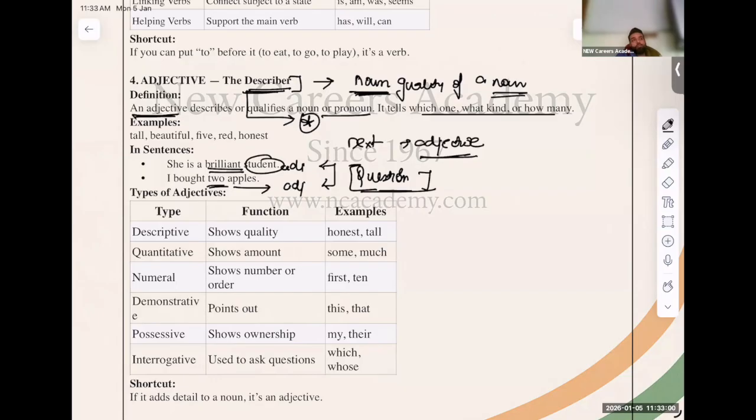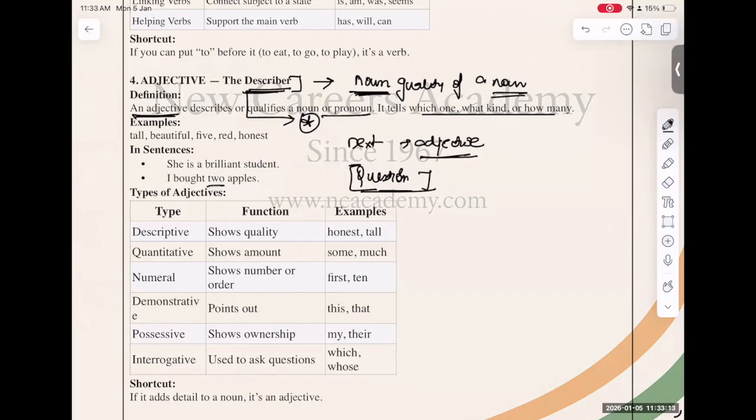You have to ask yourself a question. I asked a question about the noun. How many apples did I buy? Two. Any doubts for this? What are apples? Sorry, apples is a noun, and two is a quantitative adjective. Is it clear? Okay.